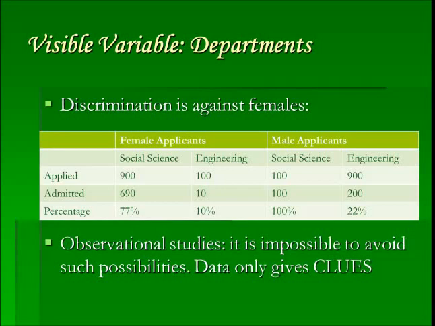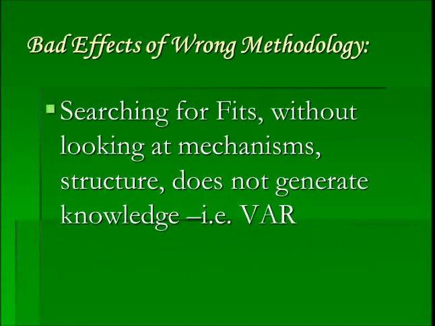So looking at reality, this is just a clue. You have to investigate, and on investigation you might find something different. If you look at the structure, the mechanism, what's happening, you have to go to the school, who is applying where, etc. And you have to go to the department, you have to go to the admission committee meeting and see, are they looking at the gender? All of these things are real factors which make a difference. But the econometrics, if you just look at the numbers and you do the analysis, you will come to the wrong results. So basically, searching for fits without looking at mechanism does not generate knowledge.